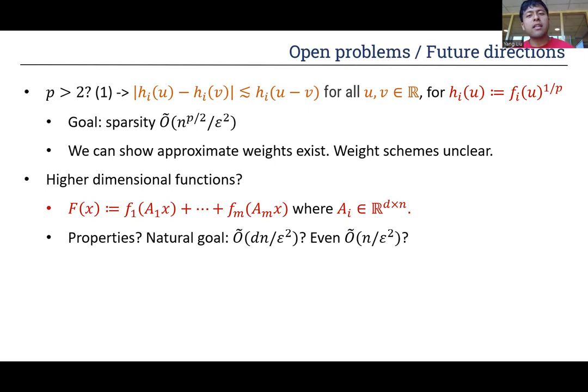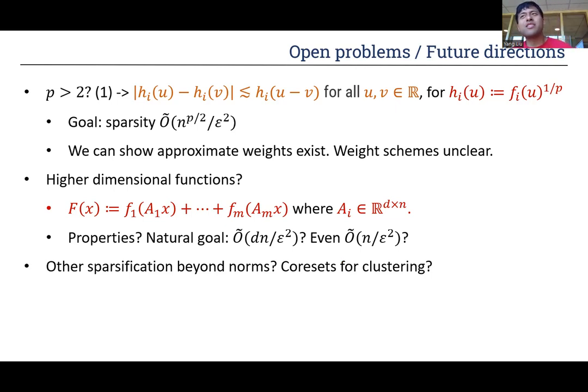Additionally, this is for exactly one-dimensional sums of functions. So what if the functions are not functions of some one-dimensional inner product? What if the functions are f_i of A_i times x, where A_i is a d by n matrix? What properties would we need on these functions to have sparsification? A natural goal would be something like dn over epsilon squared, though I currently don't actually see why n over epsilon squared is not achievable. A lower bound might be quite interesting.